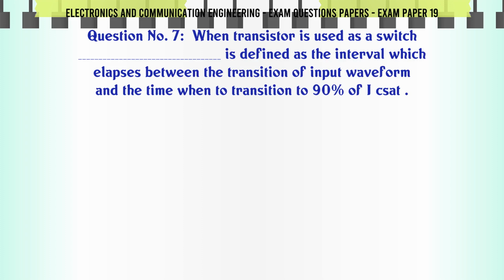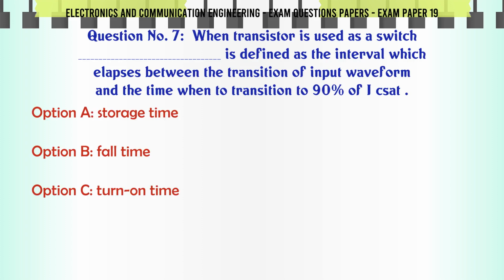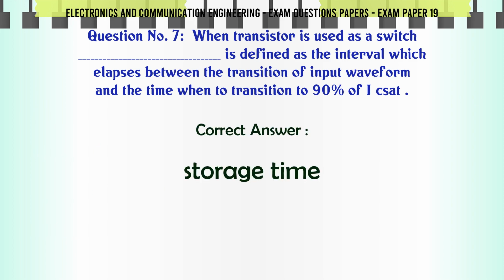When a transistor is used as a switch, what is defined as the interval which elapses between the transition of input waveform and the time when the collector current transitions to 90% of its final value? A. Storage time. B. Fall time. C. Turn on time. D. Turn off time. The correct answer is storage time.